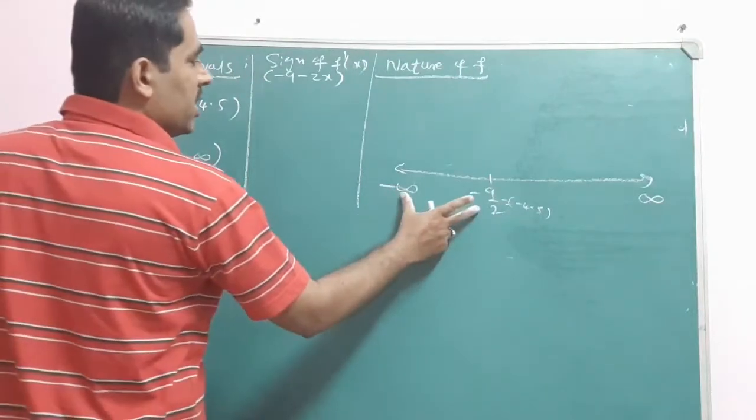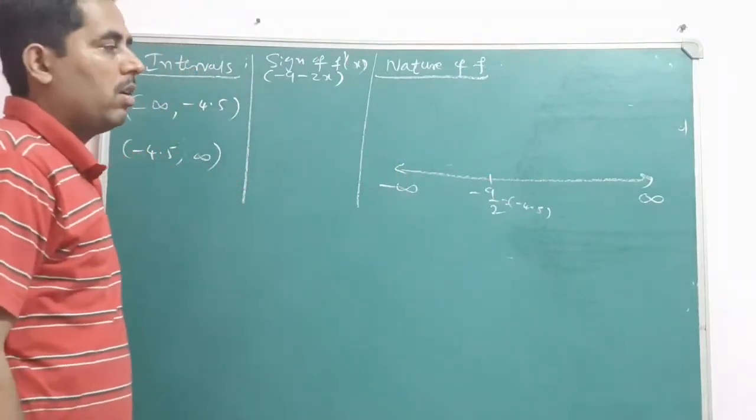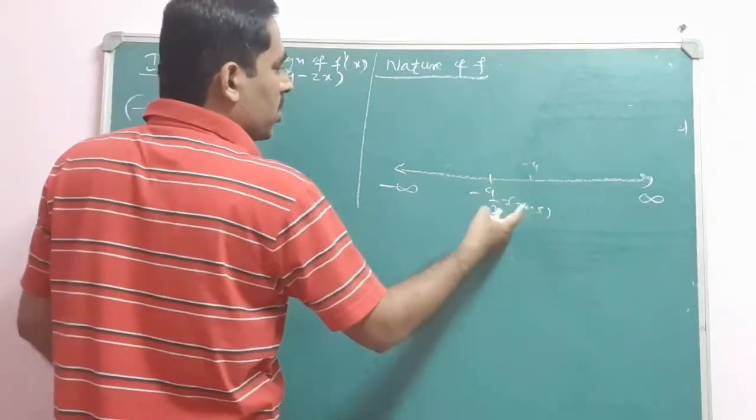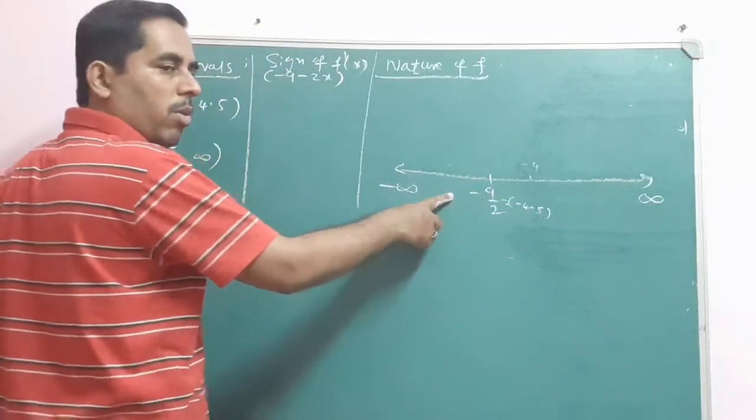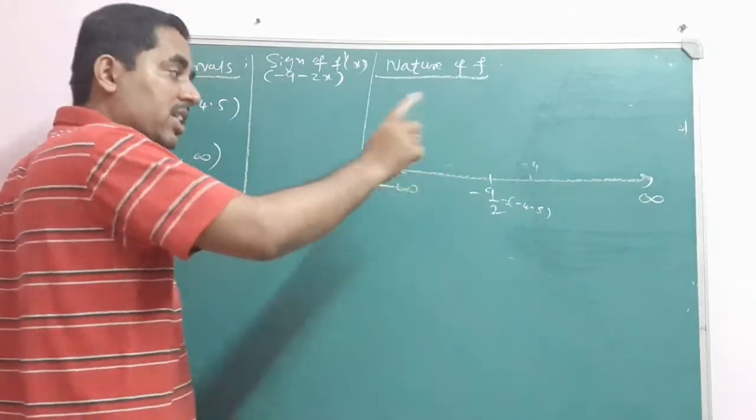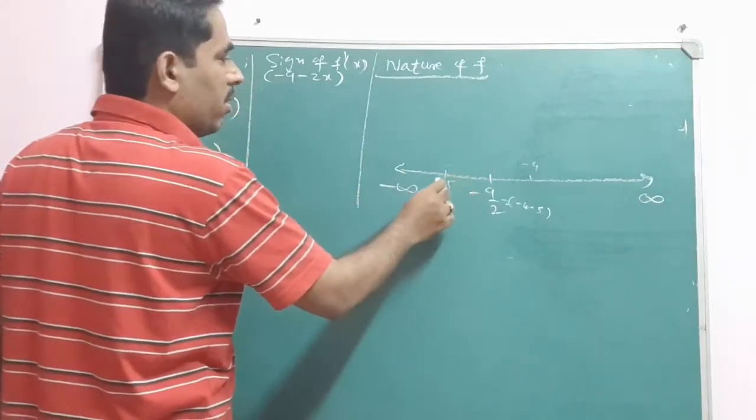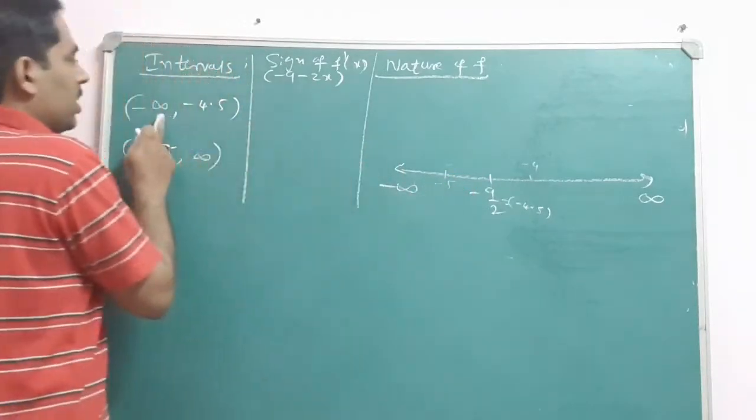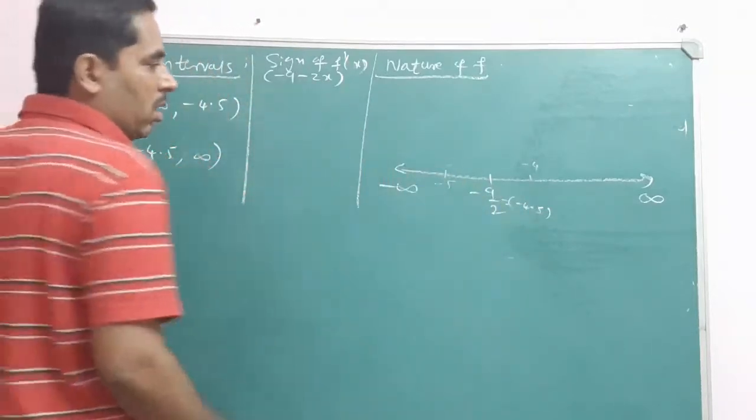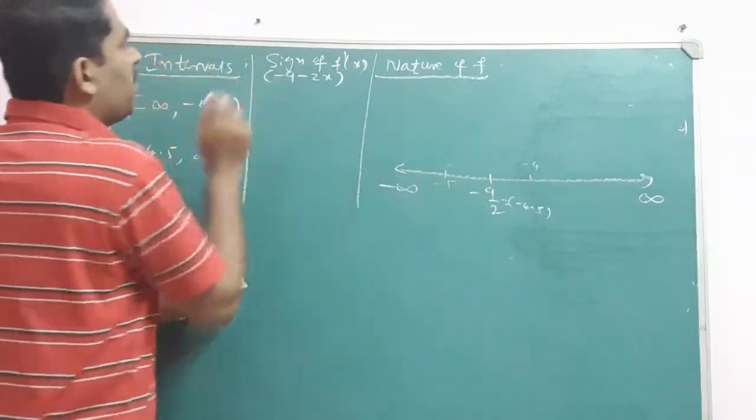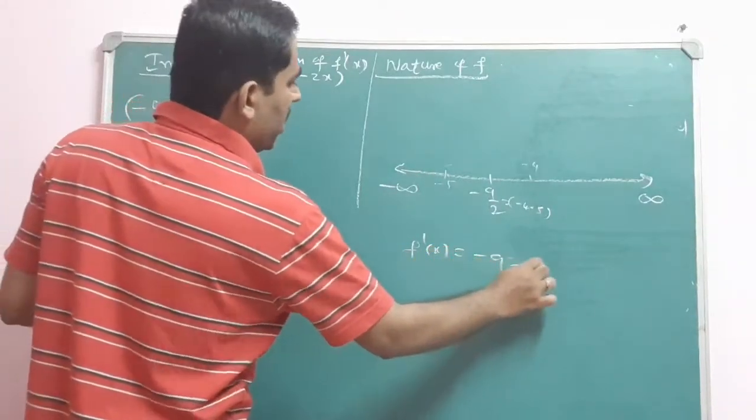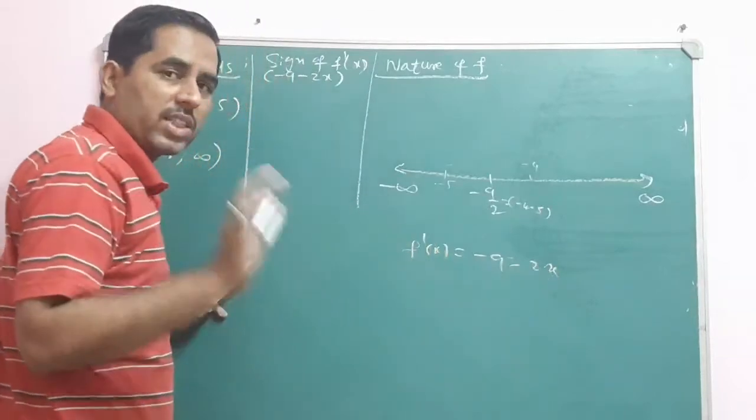So what happens in this interval? Somewhere here will be minus 4.5, minus 4.6, minus 4.7, minus 4.8, minus 4.9, minus 5. Somewhere here minus 5 will be there. This is to the left side of minus 4.5, and we have to decide the sign there. So I can take minus 5. Let me check this. What is our derivative here? We want only the sign.